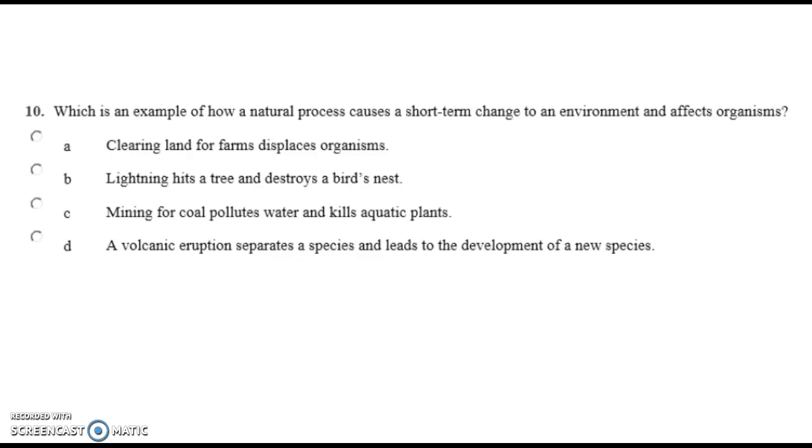Question 10. Which is an example of how a natural process causes a short-term change to an environment and affects organisms? A. Clearing land for farms displaces organisms. B. Lightning hits a tree and destroys a bird's nest. C. Mining for coal pollutes water and kills aquatic plants. D. A volcanic eruption separates a species and leads to the development of a new species.